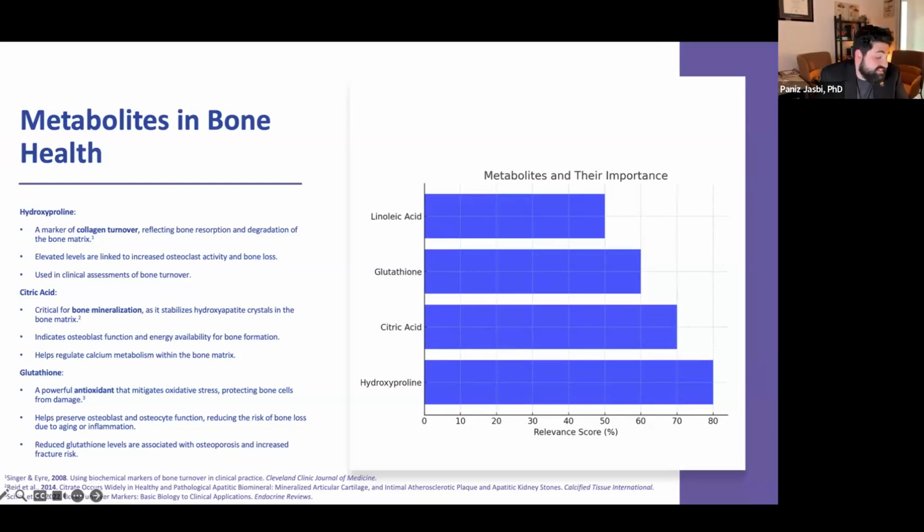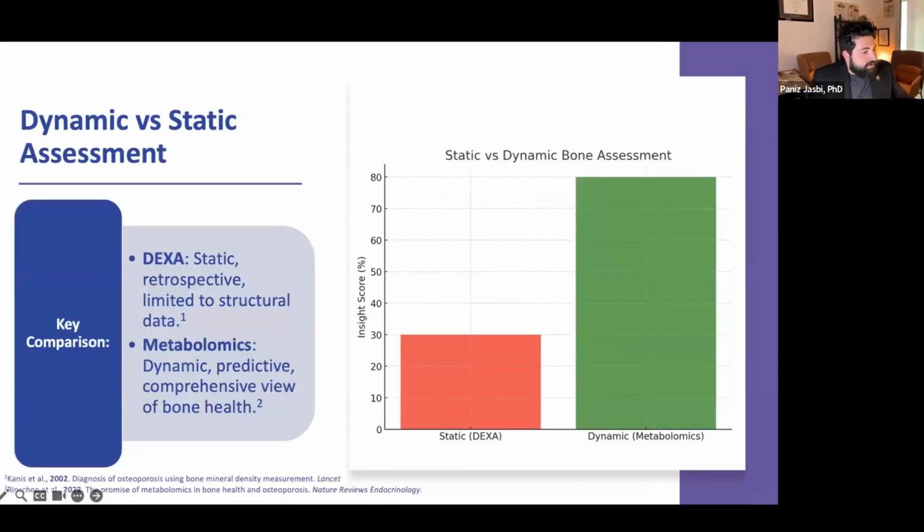Essentially, it's a mixture of the significance of that metabolite between experimental groups, as well as the variance accounted for in that metabolite. So hydroxyproline, when you see that, you should think collagen turnover. When you see citric acid, you should think mineralization, glutathione is related to antioxidant defense, and linoleic acid, really systemic inflammation modulation. So what do we have here?